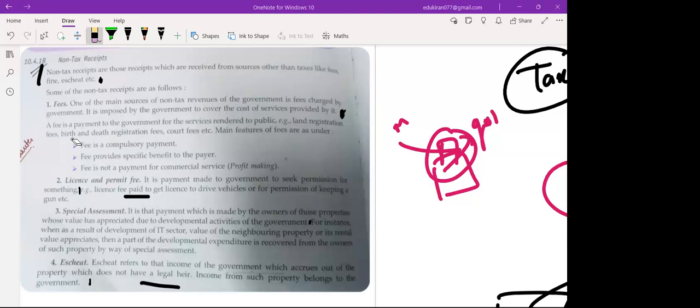Ma'am, in CUET it came the same, no? Like in the CUET exam. Yes, it's MCQ only, not anything written. In CUET, nothing will come in written.